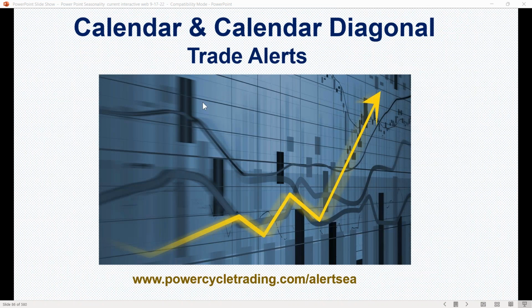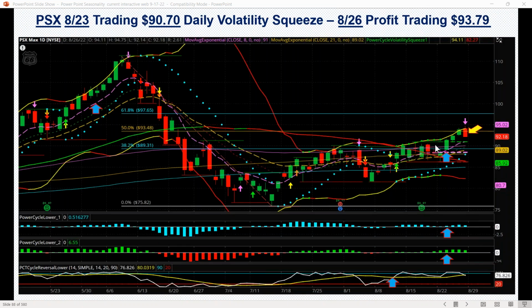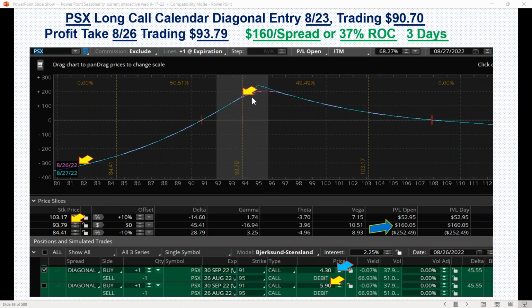And then here's an example of a calendar diagonal trade. This was what we did on Phillips 66. This was a calendar diagonal. We entered in on the 23rd and then profit take on the 25th and 26th. So you can see the text alert there. Got in right here. Momentum shifted up. Did this with the calendar diagonal. Got in at 4.30, out at 5.90, up $160 on that spread. So 37% return in 3 days.